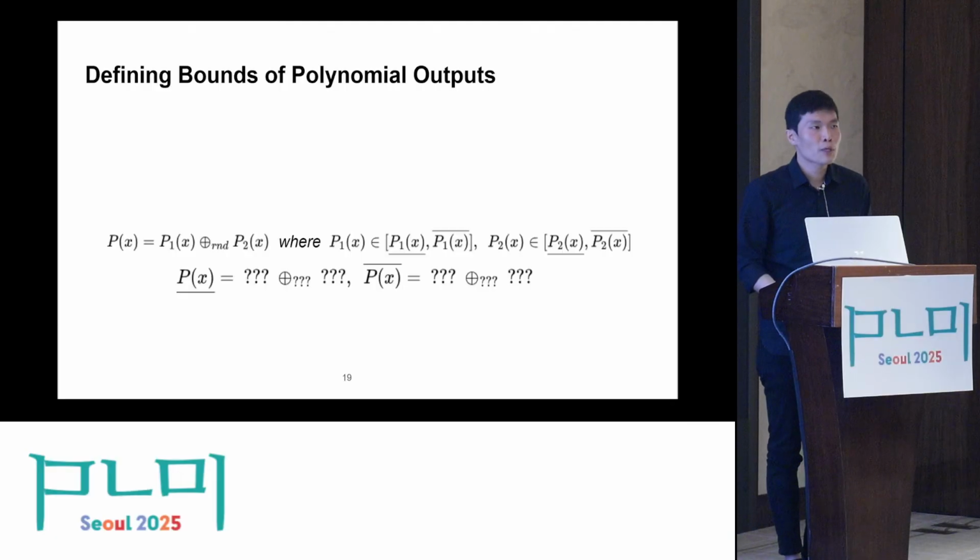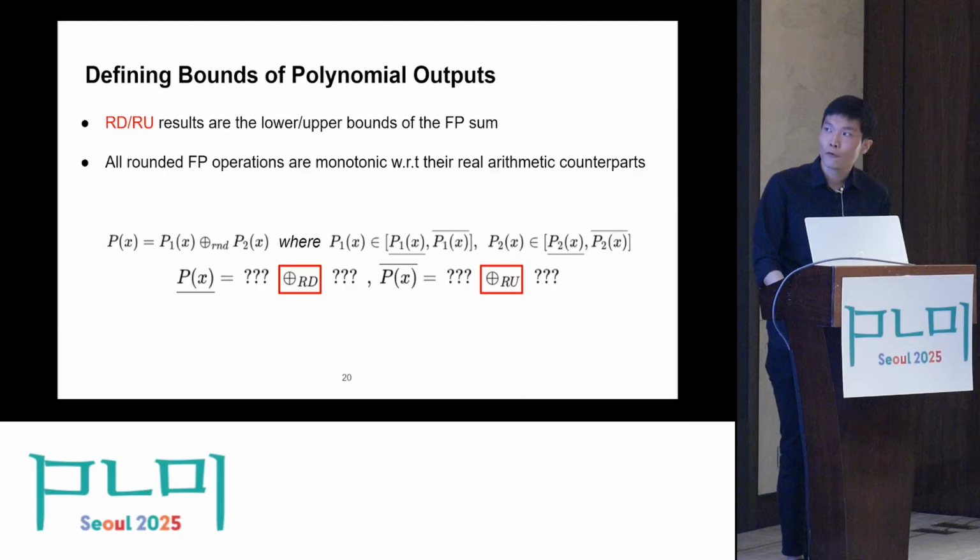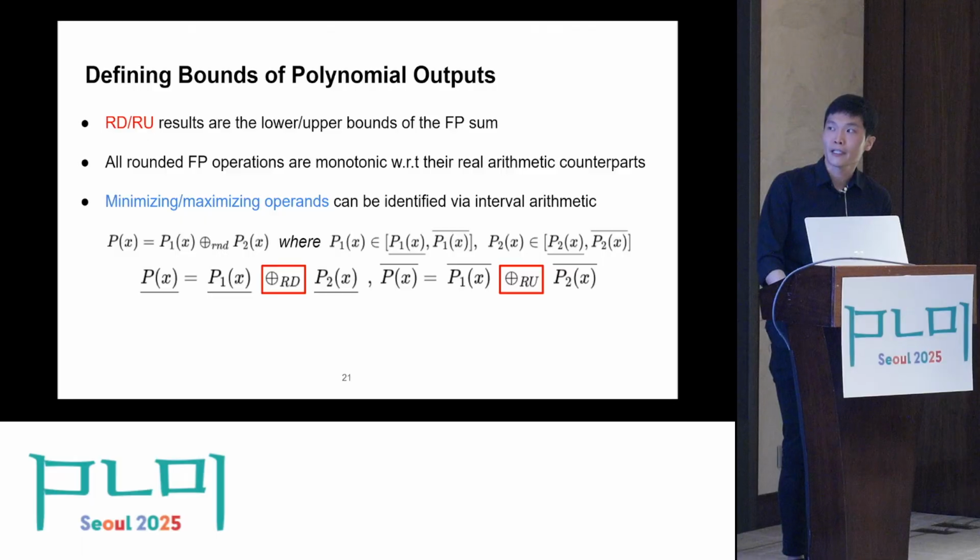It is a well-known property of floating point arithmetic that floating point sums and products are bounded by the round down and round up results. Naturally, the lower and upper bounds of the final polynomial output will involve round down and round up respectively. It is also well established that floating point sums and products are monotonically non-decreasing with respect to their real arithmetic counterparts. Given two intervals, we can identify the specific values that either minimize or maximize the sum or product using the rules of interval arithmetic.